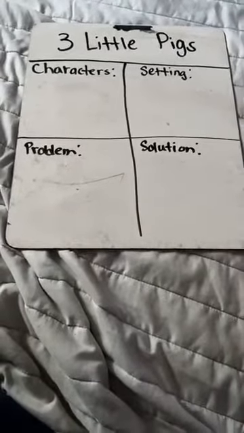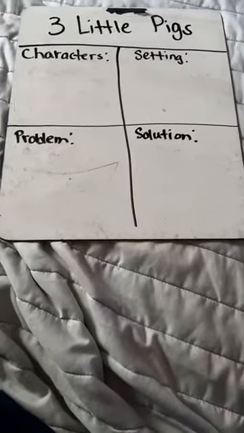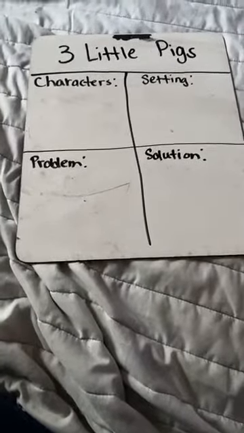Now, the Three Little Pigs. I want you to make yourself a little board like this. It could just be on a sheet of paper. It could be on a whiteboard. It could be on a piece of construction paper. However you choose to do it. It could be outside on the sidewalk. Hey, that's a nice day.